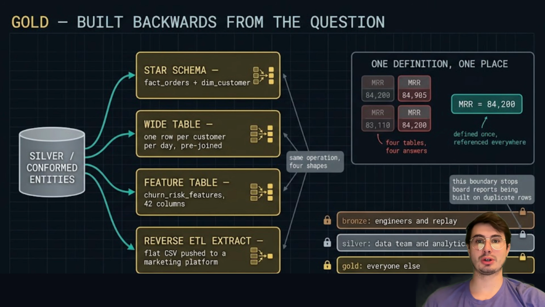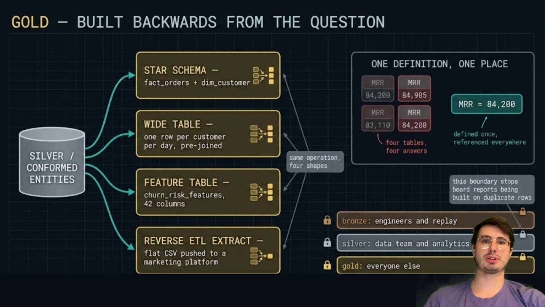And then gold is also the only layer that most of your organization should have direct access to. So analysts query gold, executives see gold, silver is available to the data team and analytics engineers who know what they're looking at. Bronze is basically for engineers and for replay. And some people might call that gatekeeping, but it's also the thing that stops someone building a board level report on a raw table full of duplicates and then telling you the pipeline is broken. You want everyone to have their proper swim lane.